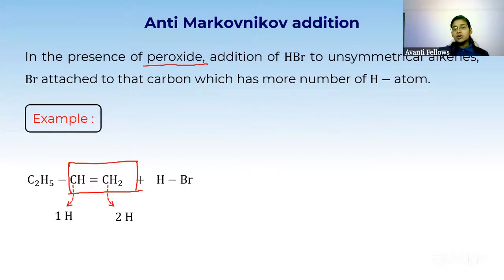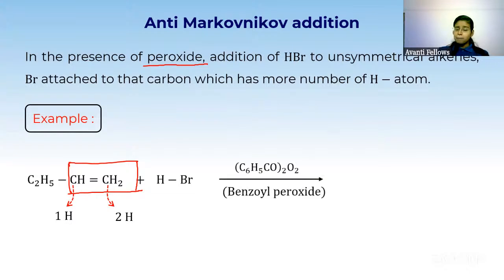Now, in addition to this, we are going to add the peroxide. Benzoyl peroxide. Okay, very important peroxide. C6H5CO twice and O2. This is benzoyl peroxide. In presence of peroxide, anti-Markovnikov addition happens.